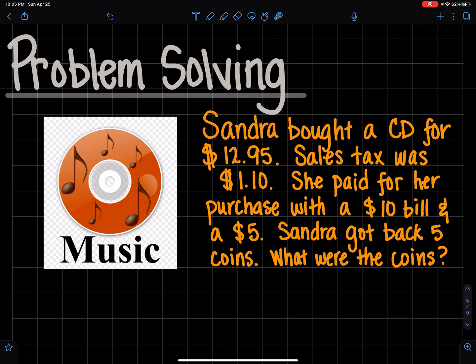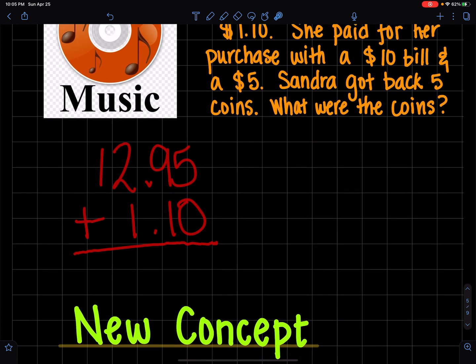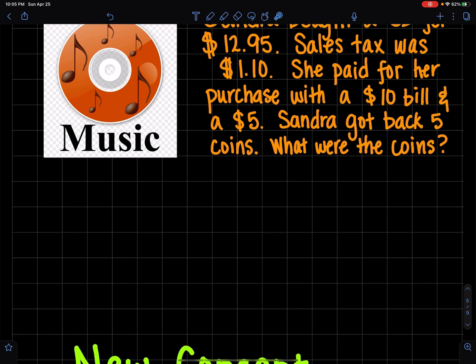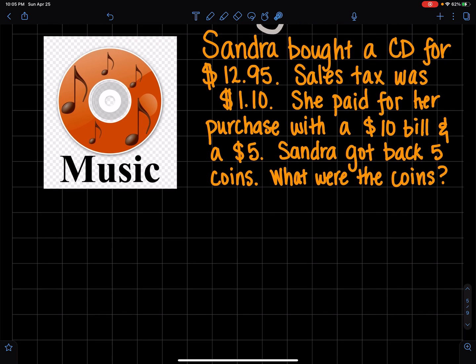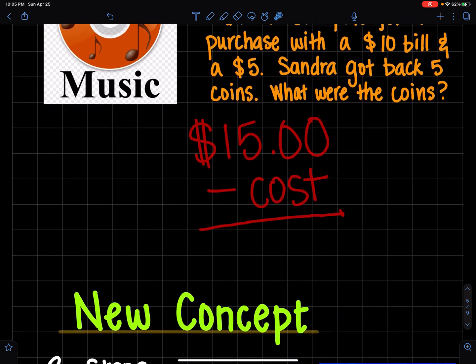So this is a little tricky because it's a lot of steps. You have to figure out how much the total cost was. So to do that, we're going to have to add $12.95 plus $1.10. Okay, and then you're going to find the total cost of the CD. Once you have the total cost, then you realize that she paid $15. So you're going to have to find out how much change she should get. So you're going to do $15 minus the total cost. And then what you're going to get for a number is the change.